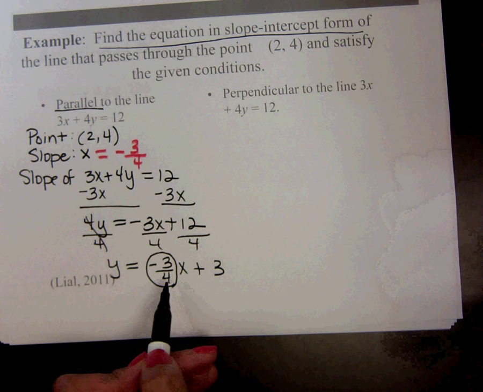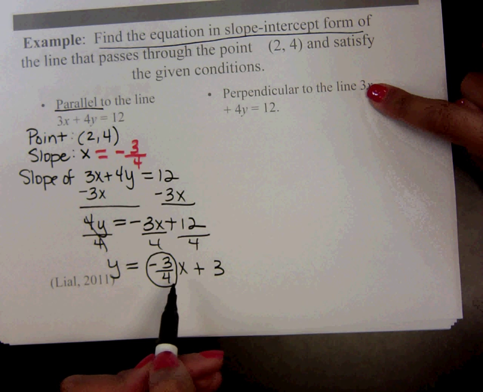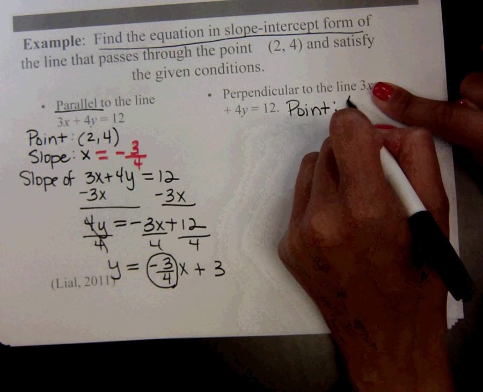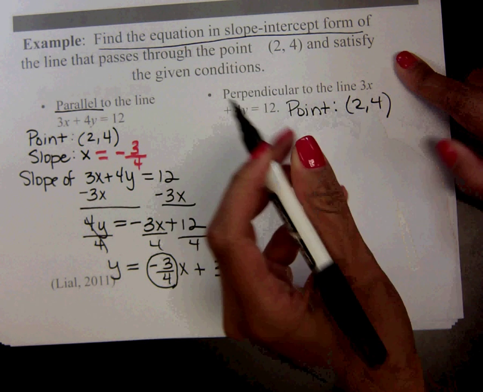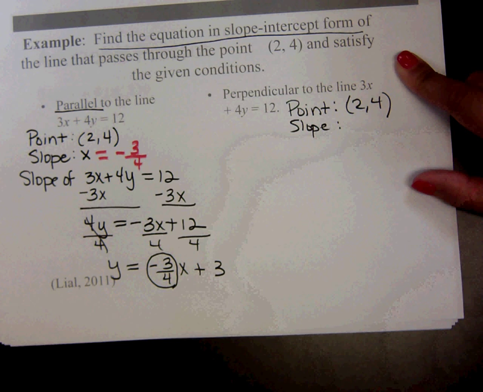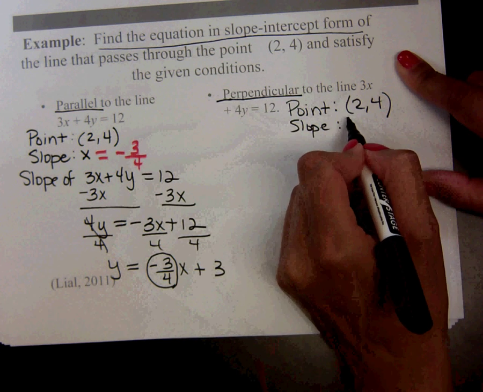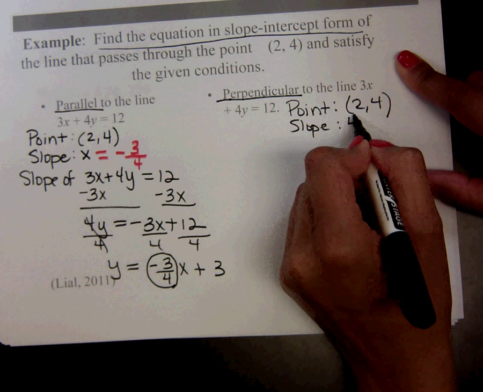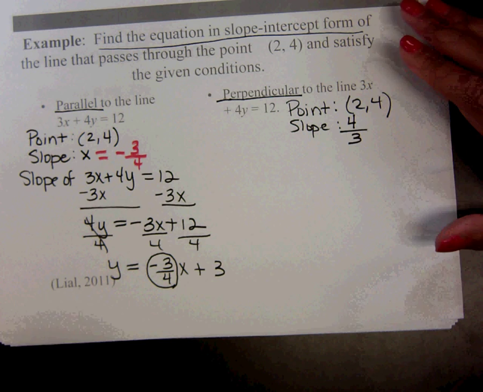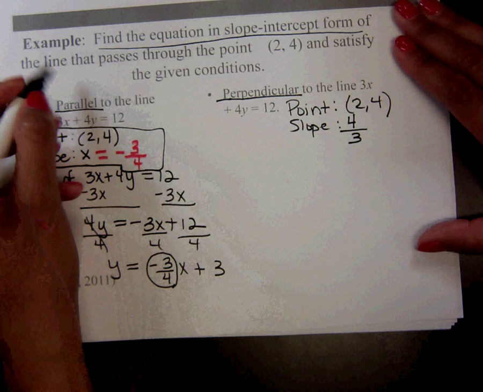Now, let's take a moment. For this line, it says perpendicular. So for the perpendicular line, we would use the same point. But what slope would we use here? If they're perpendicular, they have to cross. It would be positive 4/3. Do you see?